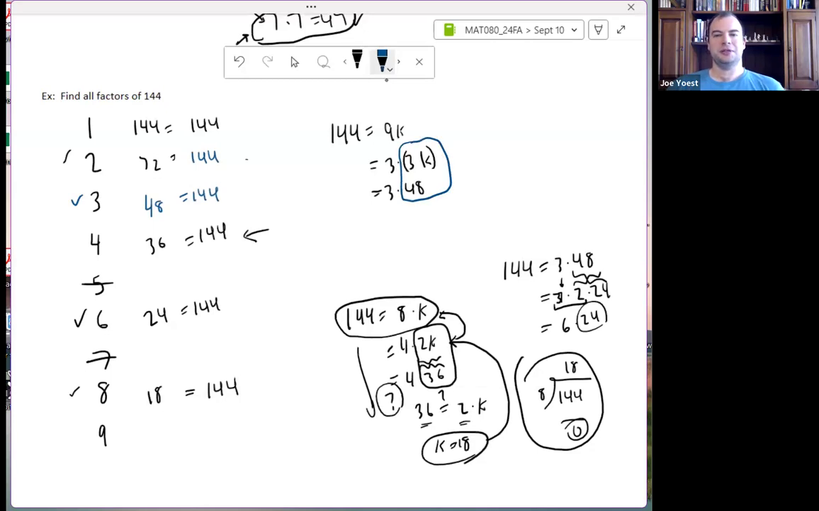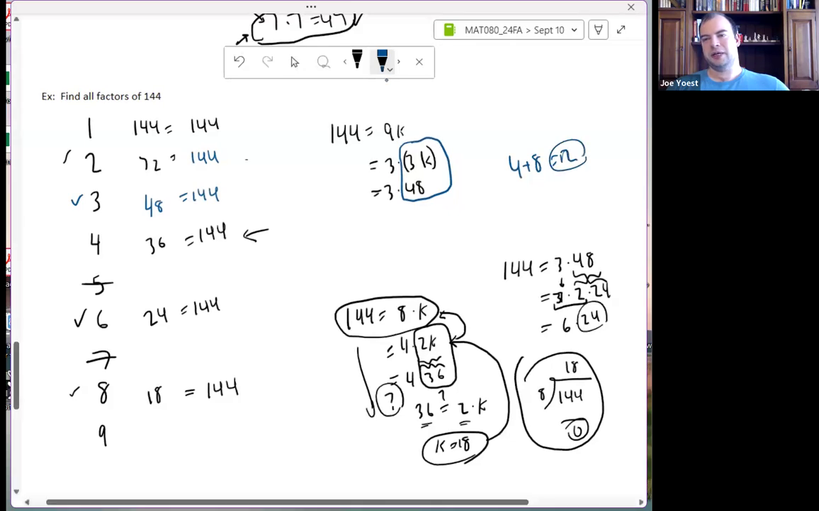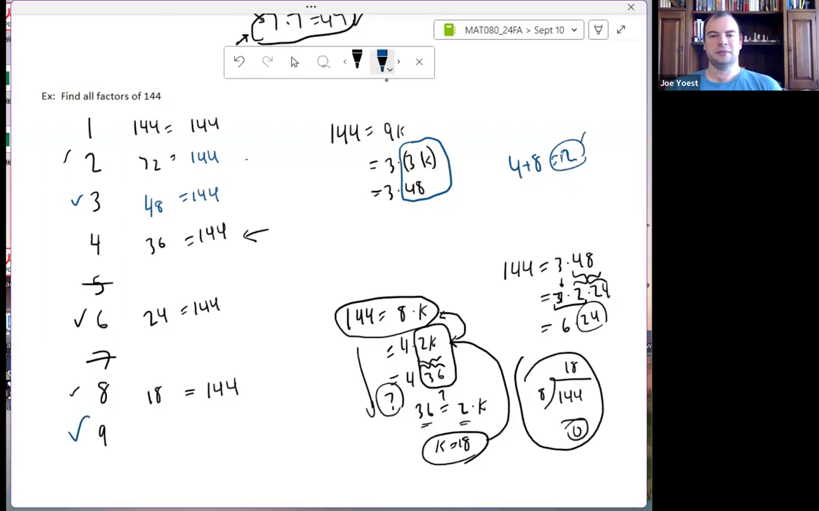So then my question is, is 48 equal to 3k for some natural number k, 3 times k? Is 48 divisible by 3? Well, 4 plus 8 is 12, which is divisible by 3. So 48 is indeed divisible by 3. 144 is divisible by 9. It's 9 times what? Well, 48 divided by 3, 3 goes into 4 one time. And 3 goes into 18 6 times with a remainder of 0.